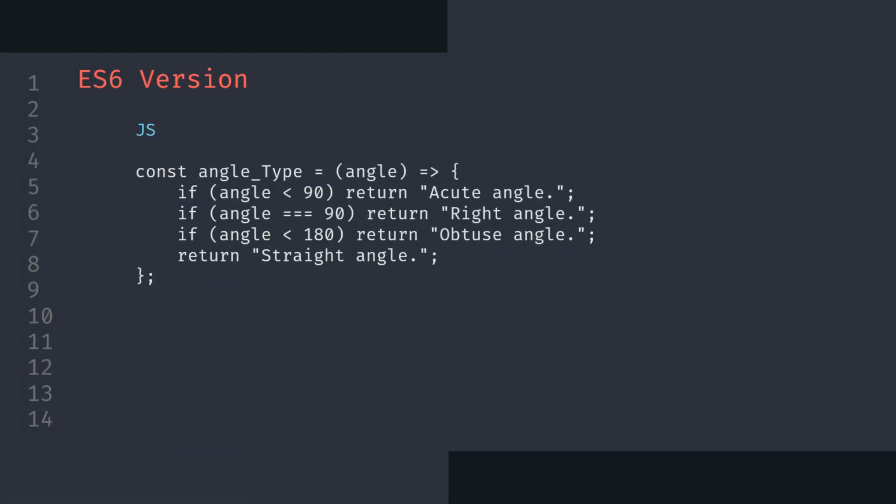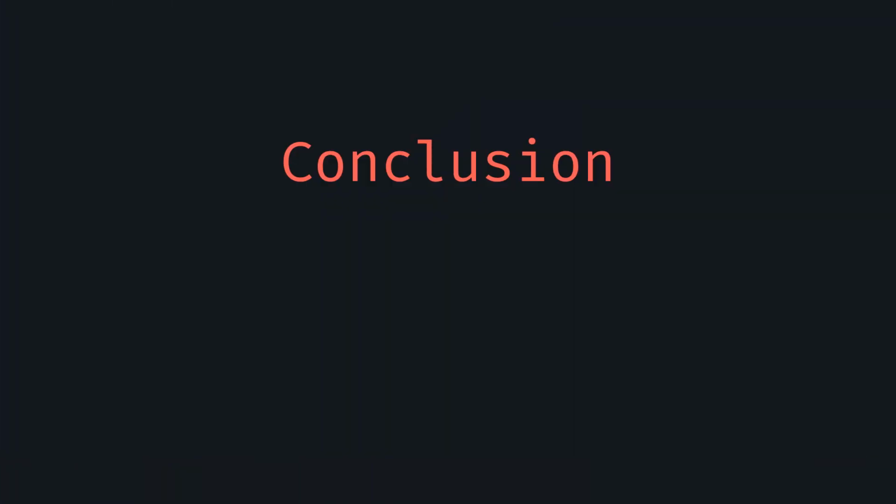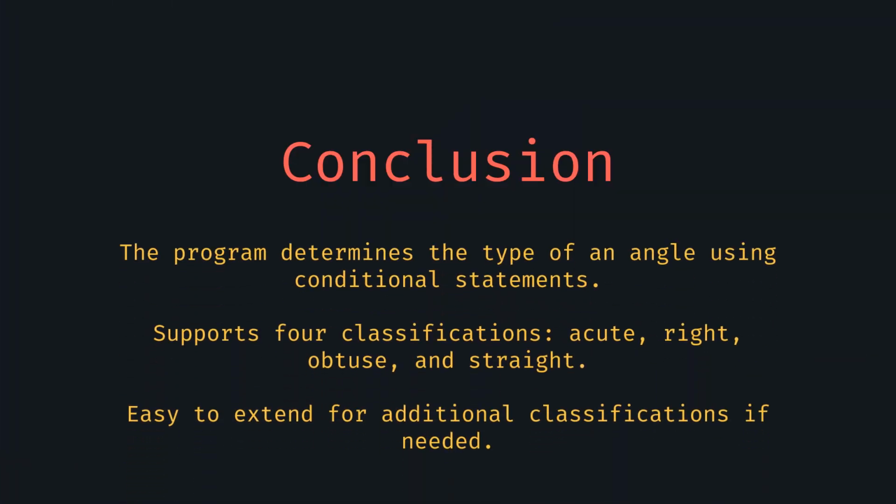The ES6 version uses an arrow function for cleaner and more concise implementation. The logic remains the same, but with modern syntax. To summarize, this program uses simple conditional logic to classify angles. It's an effective approach to solving problems involving numerical ranges.